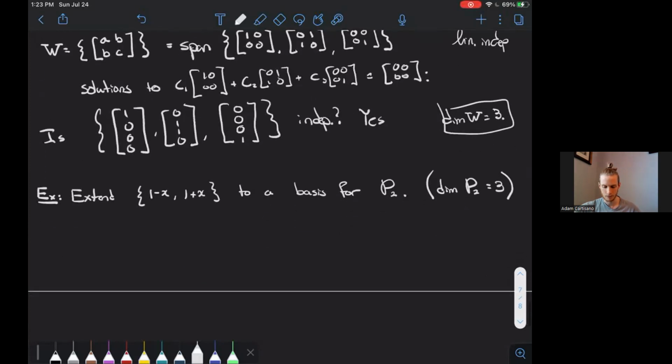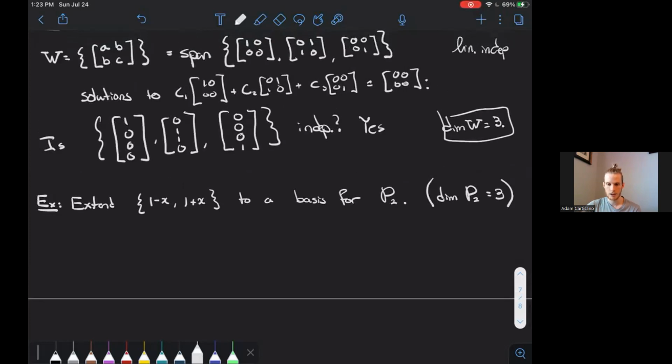That would be terrible. Okay, so now we want to extend 1 minus x, 1 plus x to be a basis for P2, knowing that the dimension of P2 is equal to 3. First of all, by inspection, we know this set is currently linearly independent, right? Notice 1 minus x is not a multiple of 1 plus x. Would you multiply the second one by -1 to get the first one? No, because that will negate the constant term, and then it still won't be a multiple. So this is linearly independent already.